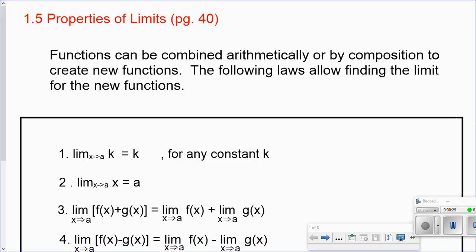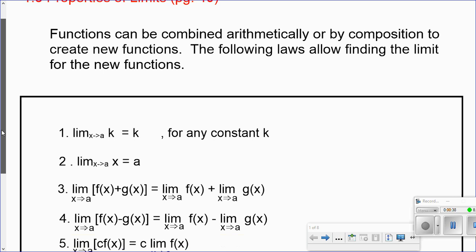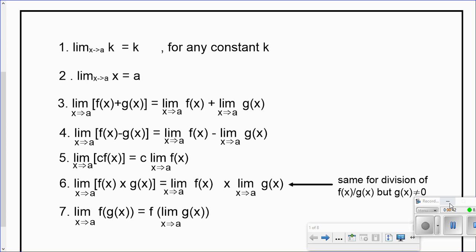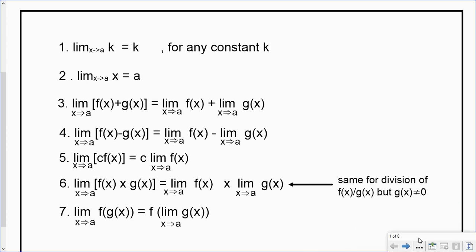Functions can be combined arithmetically or by composition to create new functions, and the following laws, or these properties of limits, allow for finding a limit of a new function. Okay, so the following 7 properties you guys are going to have in your notes here. Okay, so the limit of a constant is just a constant, right? The limit as x approaches a of a linear variable x is just the value of a, right? We just substitute in a for that.